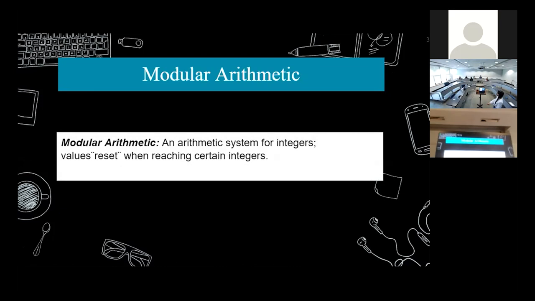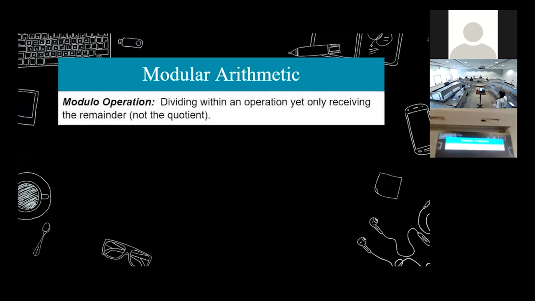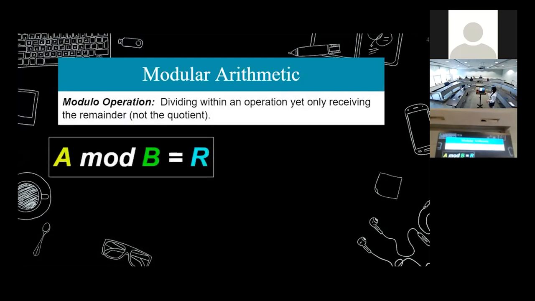Modular arithmetic is an arithmetic system that focuses on integers. Usually in modular arithmetic, values will repeat based on certain integers. It is based on something called modulo operations, which indicate that you need to divide and then take the remainder. So there's not really, per se, a quotient.